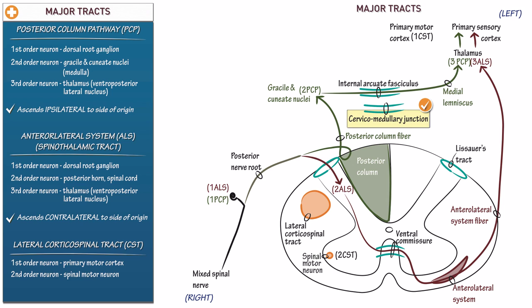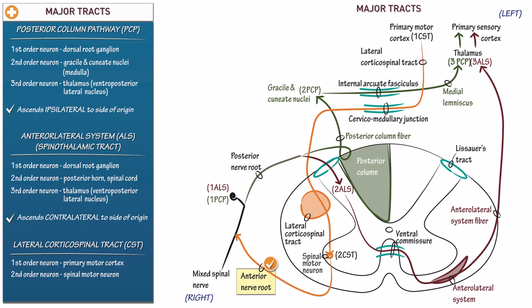Show that lateral corticospinal fibers descend from the motor cortex through the ipsilateral brainstem, decussate within the medullary pyramids at the cervicomedullary junction, and then descend through the spinal cord in the lateral corticospinal tract to synapse on spinal motor neurons. Then show that the spinal motor neuron projects motor fibers via the anterior nerve root to form the motor division of the peripheral nerve. Note in our table that the lateral corticospinal tract descends the spinal cord contralateral to its side of origin. This concludes our diagram.